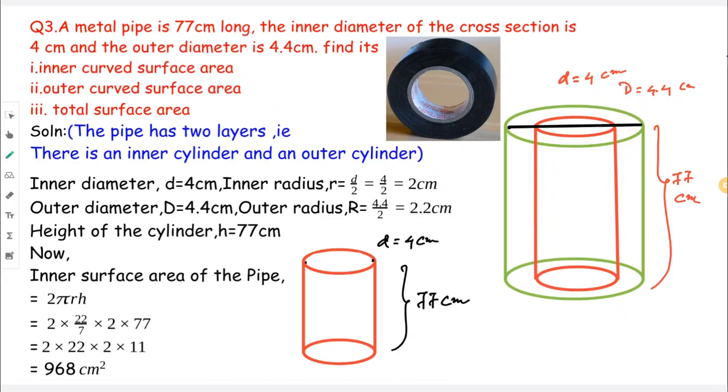3. A metal pipe is 77 centimeter long. So this will give me the height of the metal pipe. All right. The inner diameter is 4 centimeter and the outer diameter is 4.4. So what does this mean?